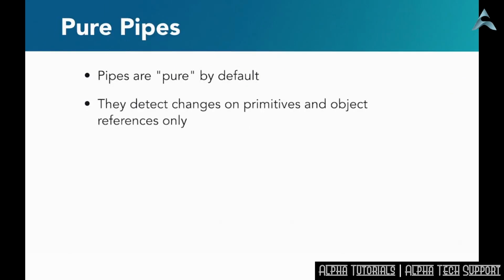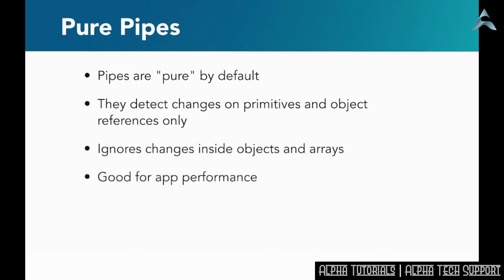This means Angular executes the pipe only if it detects a change in a primitive value, like a string or a boolean, or it detects a change in a reference to an object or an array. With pure pipes, Angular ignores changes to data inside objects and arrays. This keeps your app performant because it's much faster to check primitives and references than it is to do a deep scan of an object or an array.